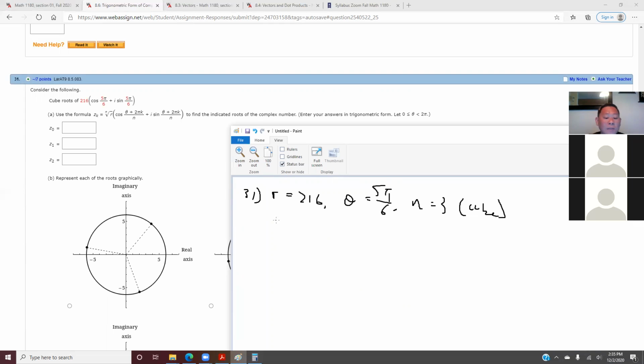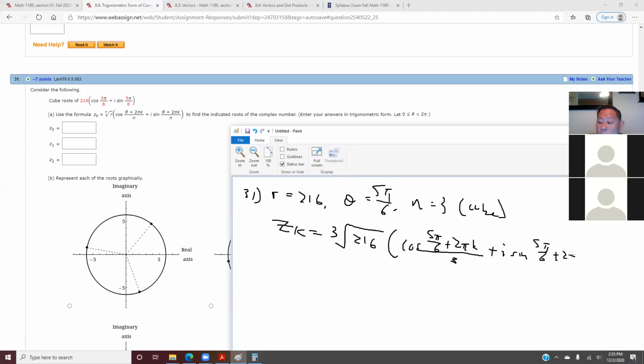Okay, so if you plug into this z_k formula, it's going to be cube root of 216 cosine of theta, which is 5 pi over 6 plus 2 pi k over 3. It's a big formula. i sine, duplicate 5 pi over 6 plus 2 pi k over 3. And now we know the cube root of 216 is actually 6, because 6 times 6 times 6 is 216.